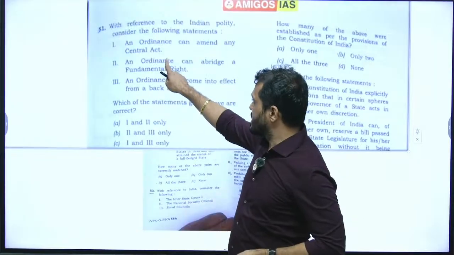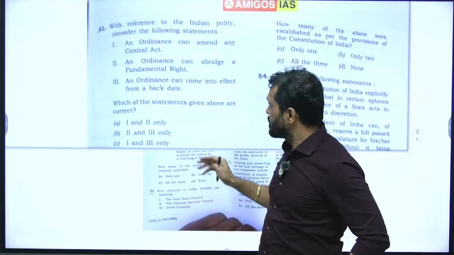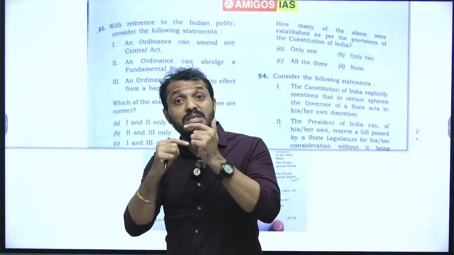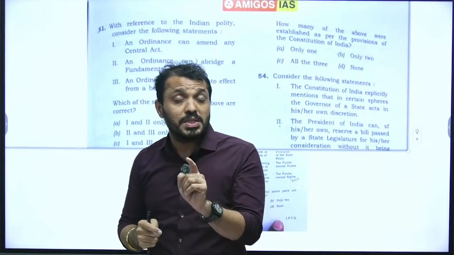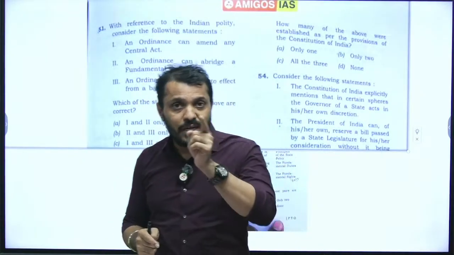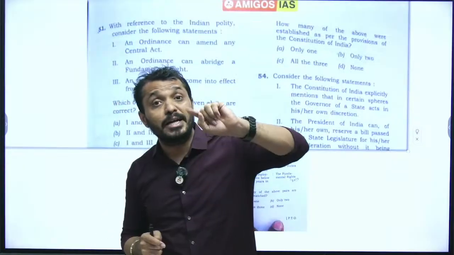So the second statement is incorrect. An ordinance can come into effect from a back date, yes, with respect to civil laws. I gave this example also in the classroom, when they made the ordinance on money laundering. With respect to money laundering, they issued an ordinance which applied to a back date.